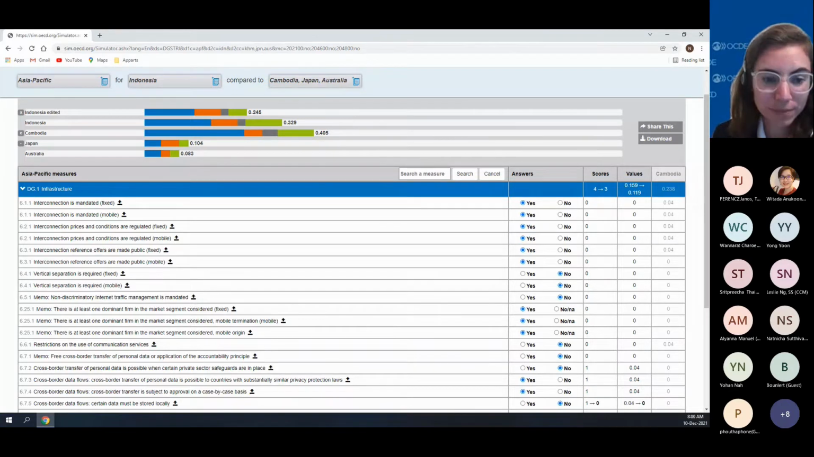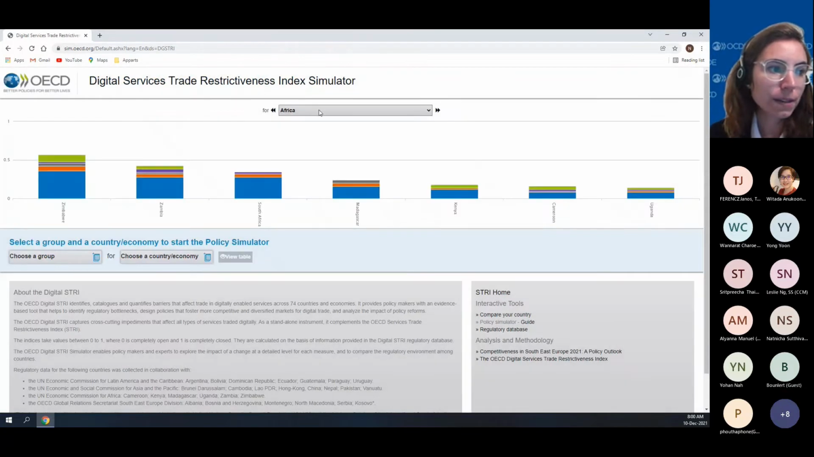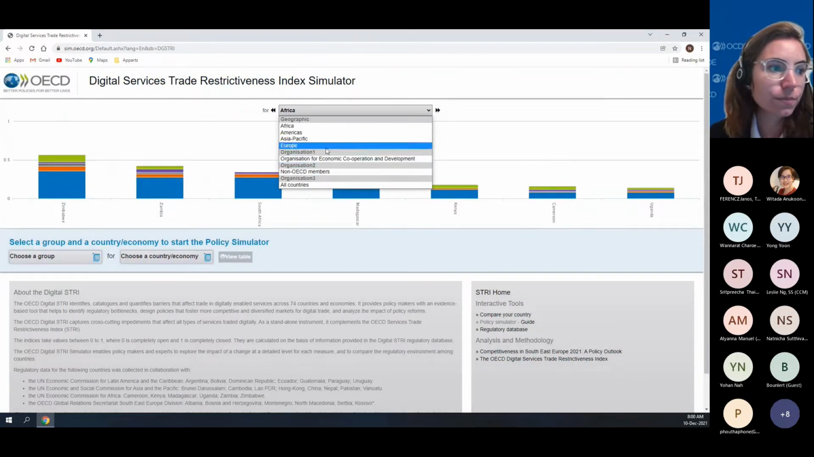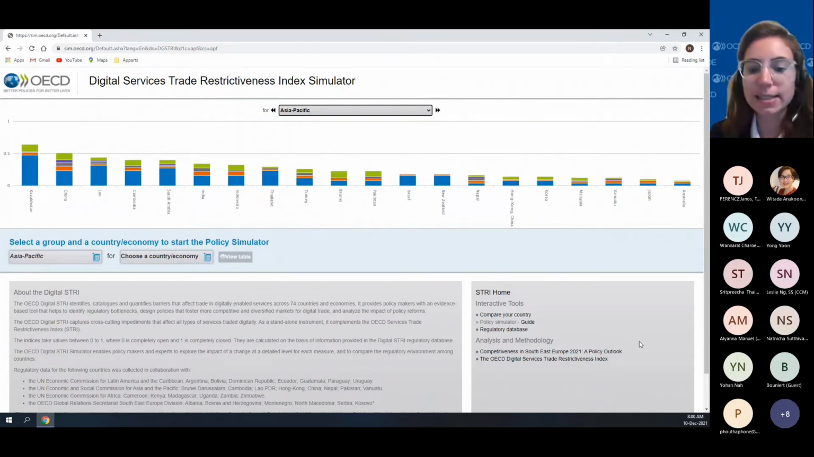Just to confirm about the benchmark, the best practice. So the best performers in the region are quite clear, because you can look at the ones with the best scores. But for best practice, it means that the score is 0. Am I correct? Yes. Okay. That is correct.